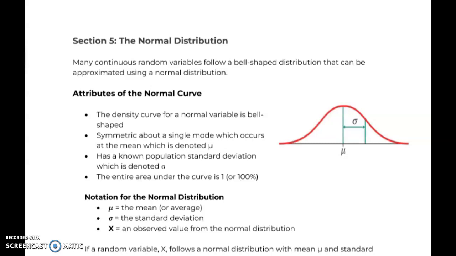So when we looked at statistics, we looked at the sample mean and the sample standard deviation before. When we're looking at the normal distribution, we're actually looking at the population parameter. And those parameters are mu and sigma. So mu for the mean, sigma for the standard deviation. And we're still looking at the random variable x, which has an observed value for our normal distribution.